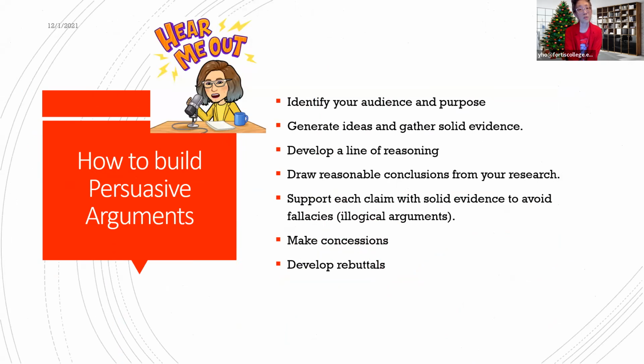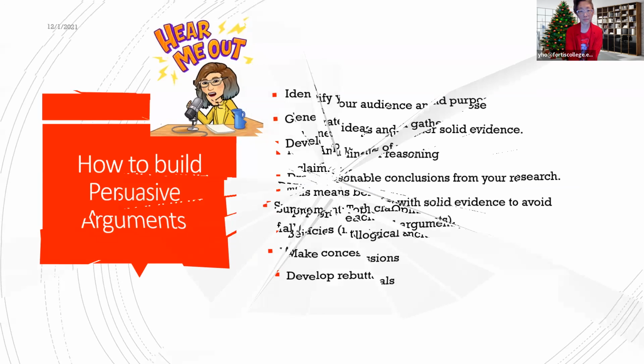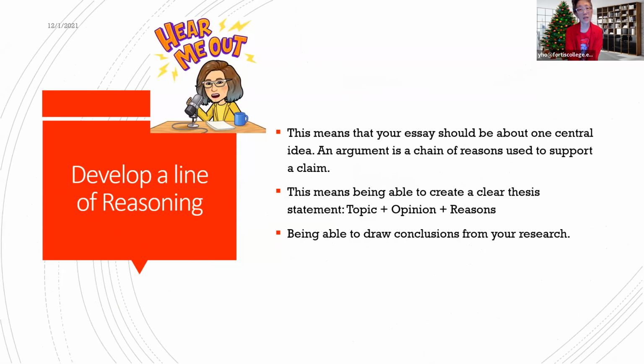When you write a persuasive essay claim or a thesis statement, you have to identify your audience and purpose, generate ideas, and gather solid evidence. Develop a line of reasoning, draw reasonable conclusions from your research, support each claim with solid evidence to avoid fallacies, make concessions, and develop rebuttals. This means that your essay should be about one central idea, just like when we were writing essay 1. So always write about one central idea and then use your body paragraphs to support that idea.